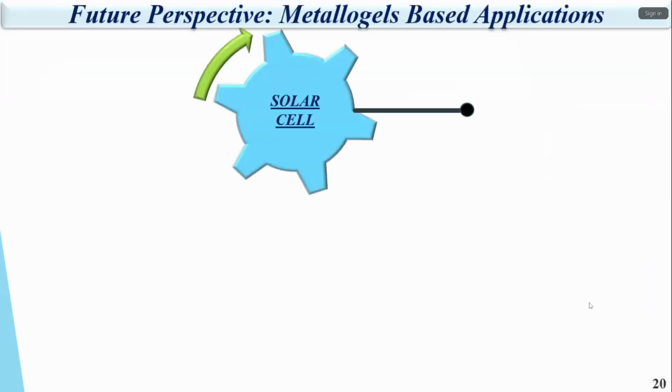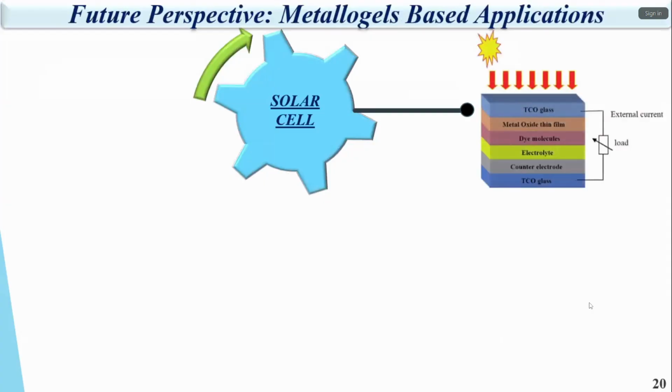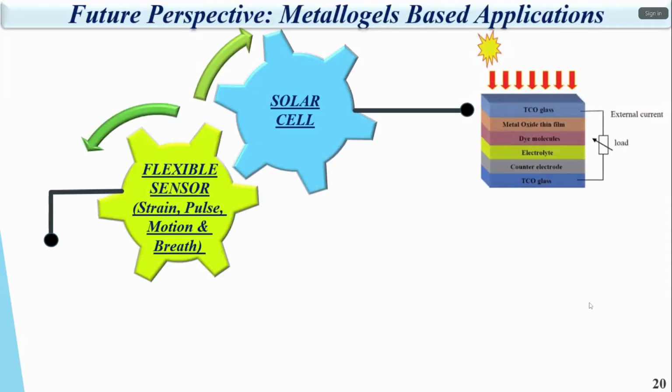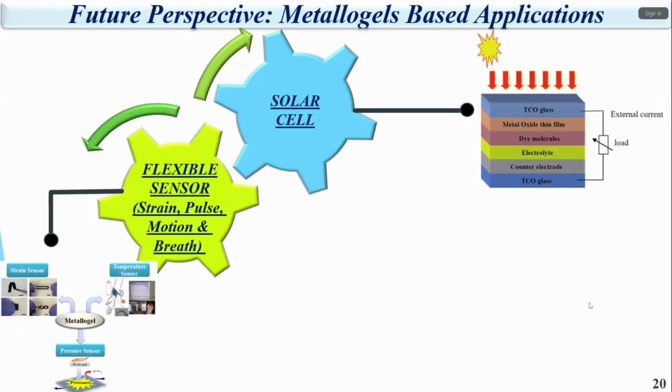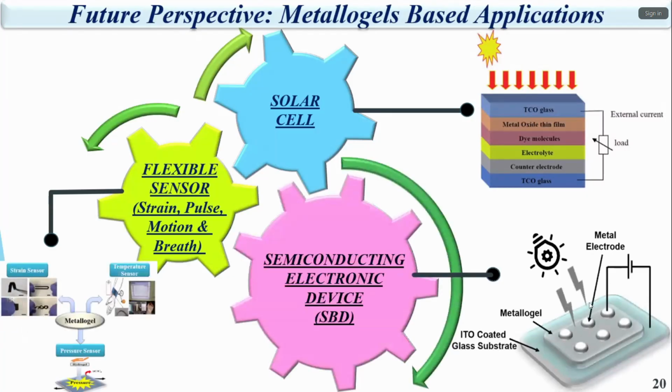So some future perspective, we are working on these things. Metal gel can be used as a solar cell, flexible sensor, and a semiconducting electronic device. We can use lanthanide metals for this. Till now, we have used transition metal ions, so we could use lanthanides. That gives us some different properties, or luminescent properties, of these gels, and we could utilize them for further applications.